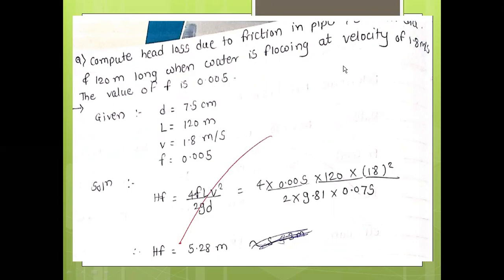So here are the given values: diameter 7.5 centimeter, the length of pipe is 120 meter, the velocity of the water is 1.8 meter per second, and the value of F is 0.005. Then we have the formula for the frictional head loss, that is HF is equal to 4FLV square upon 2gD. So by putting these values, we get the frictional head loss HF is equal to 5.28 meter.